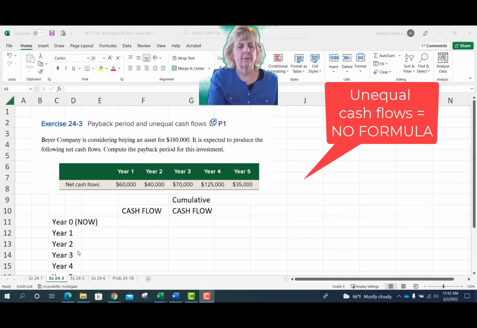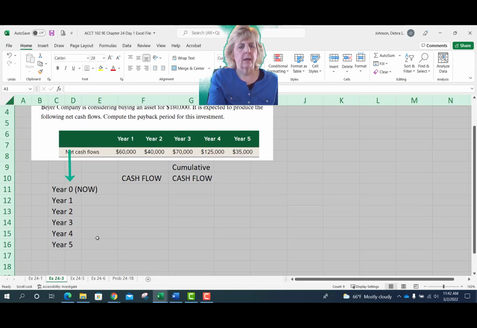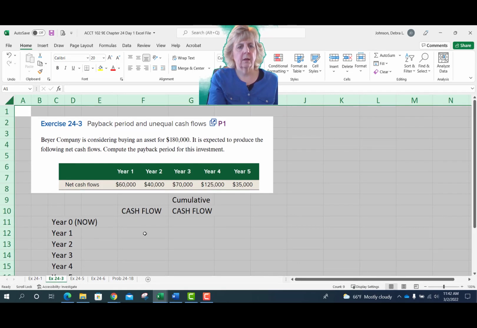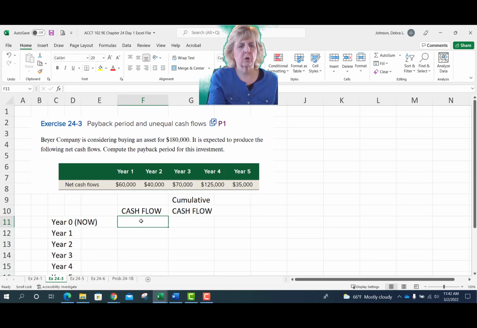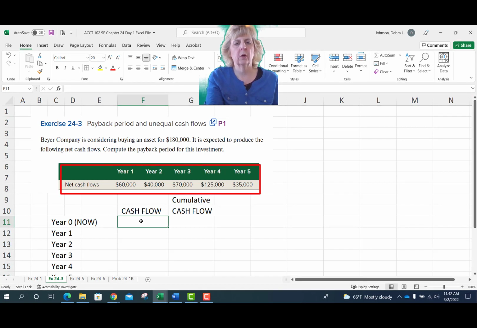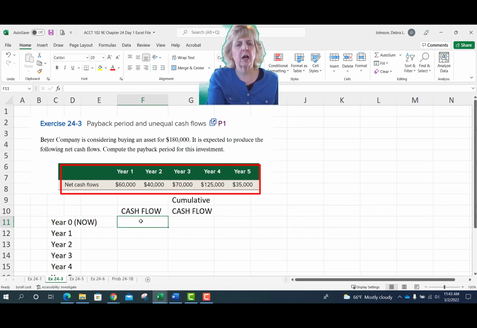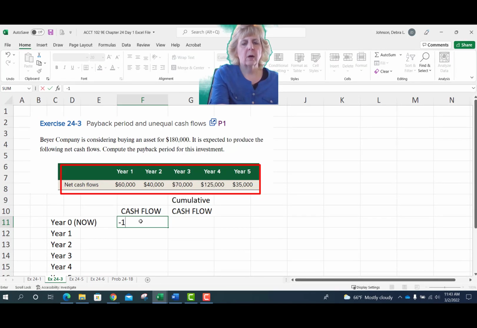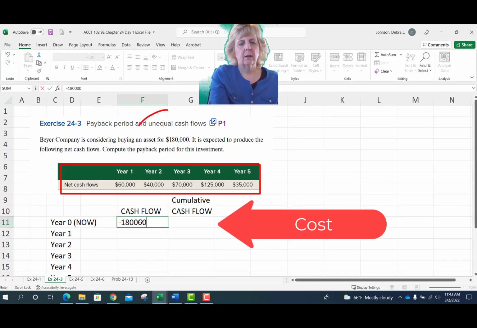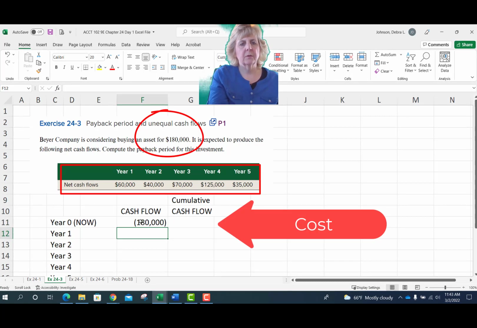So what I've done is I've scheduled out the years from 0 to 5, and what we're going to do is input the items systematically, keep track of the cumulative cash flow, and the payback period will be where that cumulative cash flow reaches 0. So in year 0, which means right now, this asset costs us $180,000.